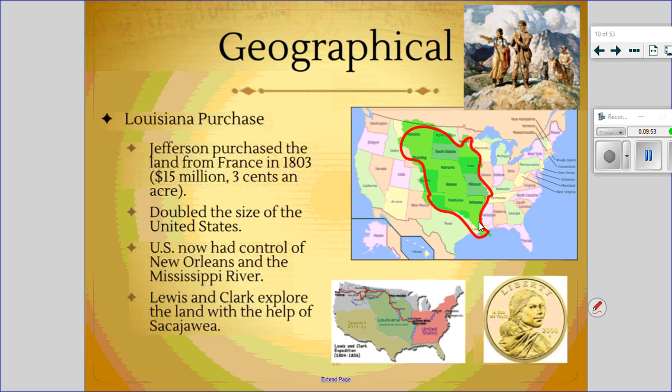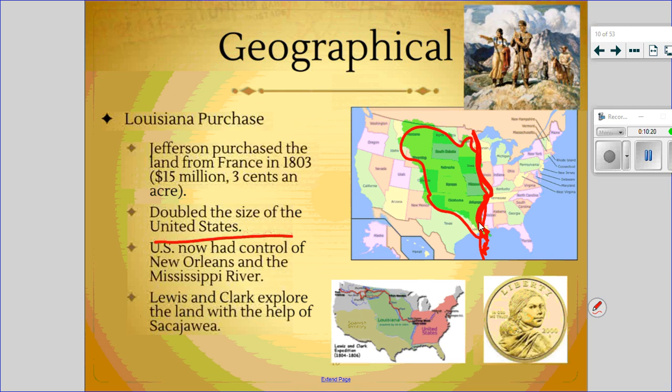All right. It doubles the size of the United States overnight. The United States also now has control of the Mississippi River and access to the very valuable port in New Orleans, and you can just use that port to ship goods up and down the Mississippi River out into the Gulf of Mexico and out to world markets. So it's a really big deal.